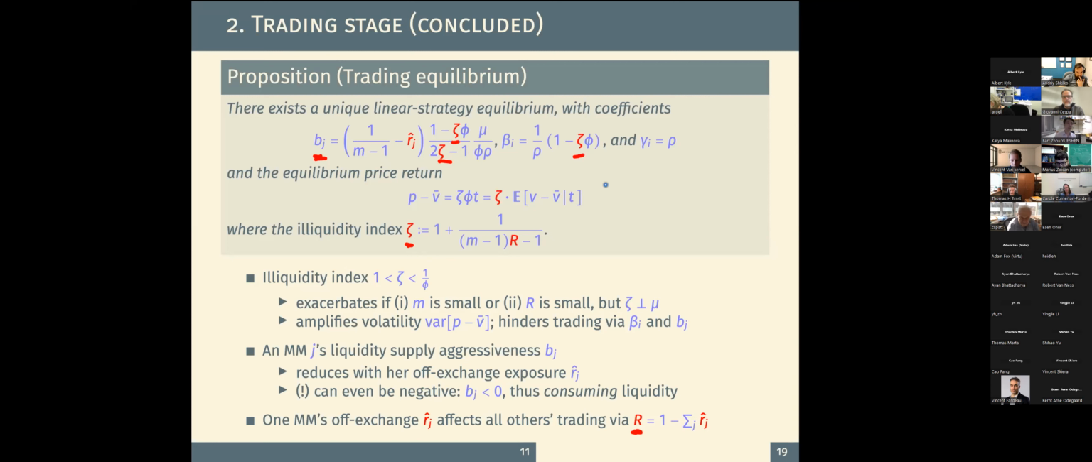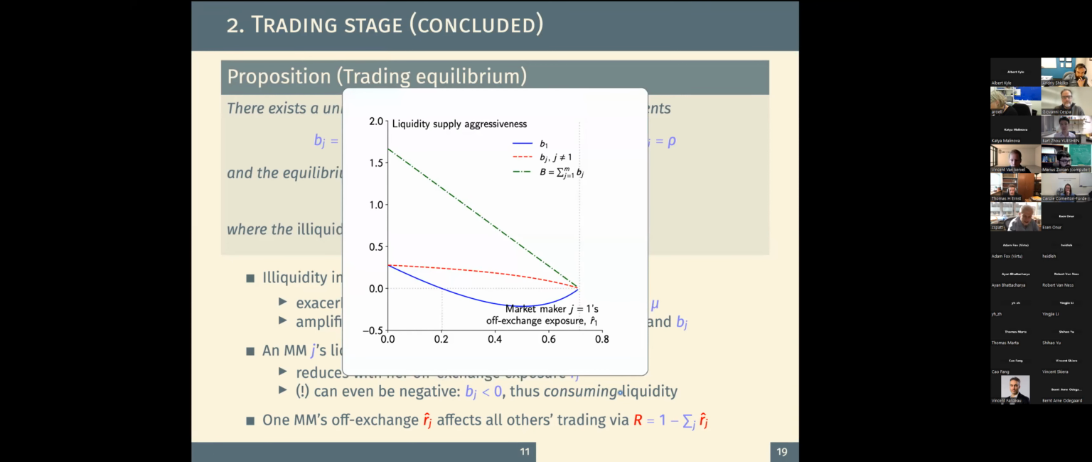The moment one market maker siphons some orders off exchange, it affects the total orders off exchange and affects everyone else's incentive to participate in the market. So here's the numerical illustration. On the horizontal axis, I'm increasing market maker 1's off-exchange exposure from 0 all the way to about 0.7. And you can see that her liquidity supply, B1, is decreasing, and it can indeed become negative after certain parameter ranges. In the meantime, everyone else, B_j, other than 1, is supplying less and less liquidity, and overall the liquidity supply also drops dramatically. So this is really a spillover effect of illiquidity across all the agents.